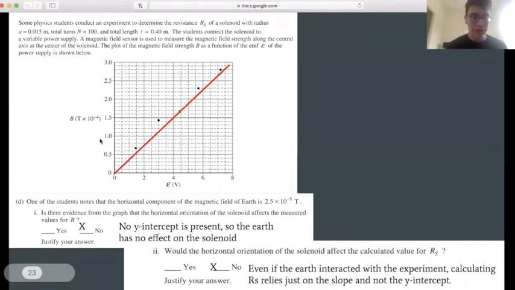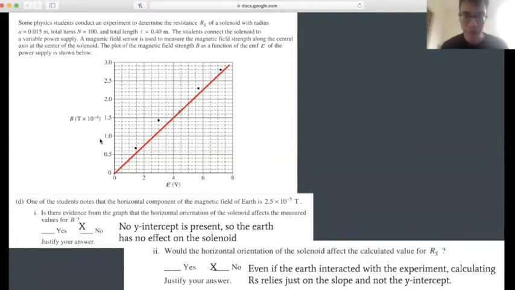And so now going on to question D, one of the students notes that the horizontal component of the magnetic field of the Earth is 2.5 times 10 to the negative 5 Teslas. Is there evidence from the graph that the horizontal orientation of the solenoid affects the measured values for B? So there are two different correct answers here. The first one is no. There's no y-intercept present, so the Earth has no effect on the solenoid. Now, if you were to draw a graph with a y-intercept, you could say yes, a y-intercept is present, so the Earth has an effect on the solenoid.